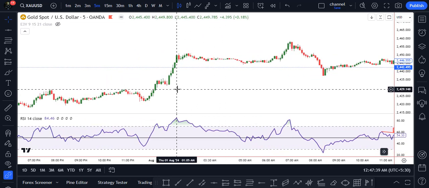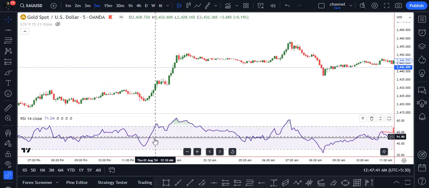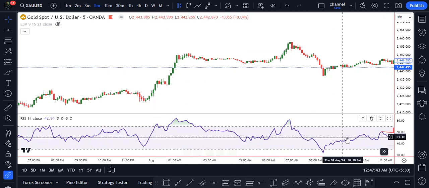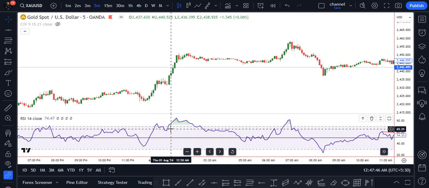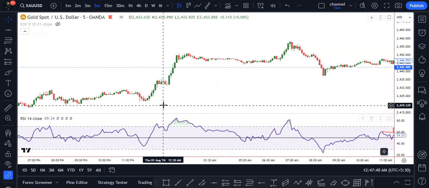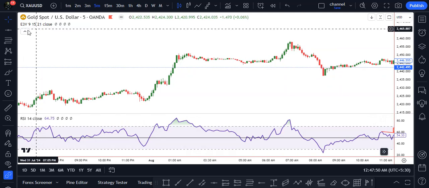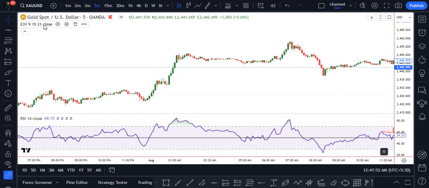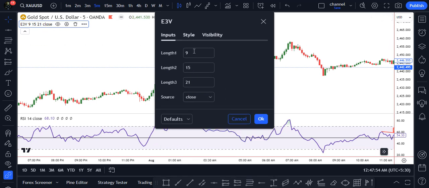So the rule for RSI is if the price is above the 50 line, then it is a bullish trade for us, and if it is below the 50 line, then it is a bearish trade for us. And this is the three EMAs with VWAP. Let me show you the settings.